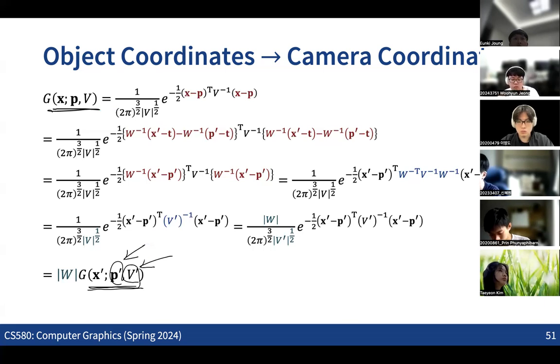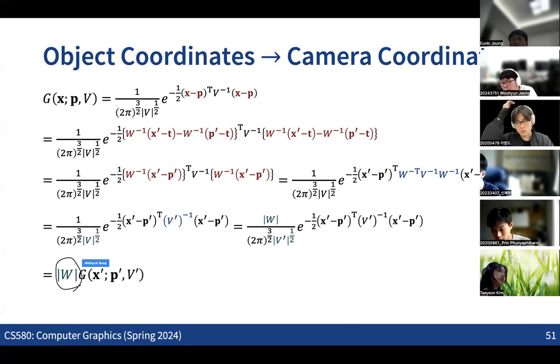Then we will need to multiply by the scaling term, which comes from the scaling part of the linear transformation. Which means that there was no scaling, only rotation, in the model of the transformation. There is nothing that we need to multiply here as a scaling term.